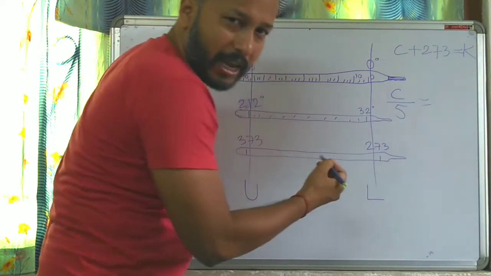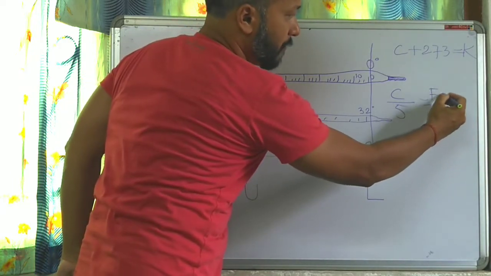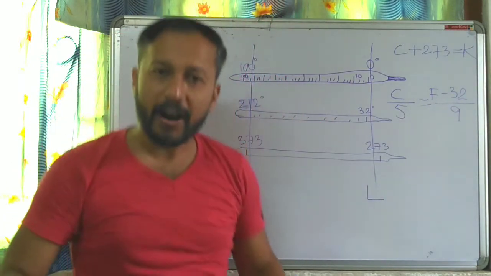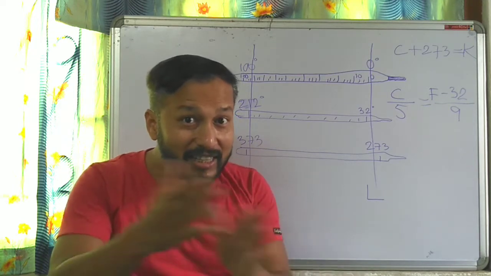Another formula between C and F is C/5 = (F - 32)/9. F minus 32 by 9. So we have to remember these two formulas to convert the temperature.